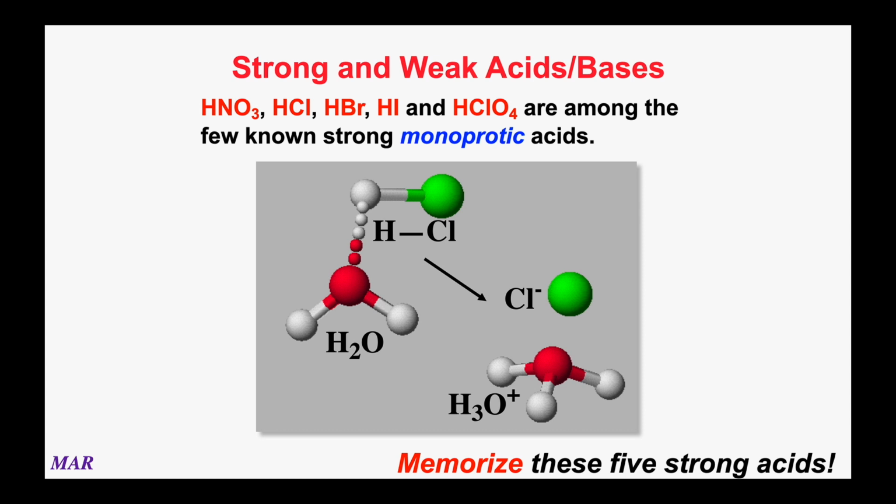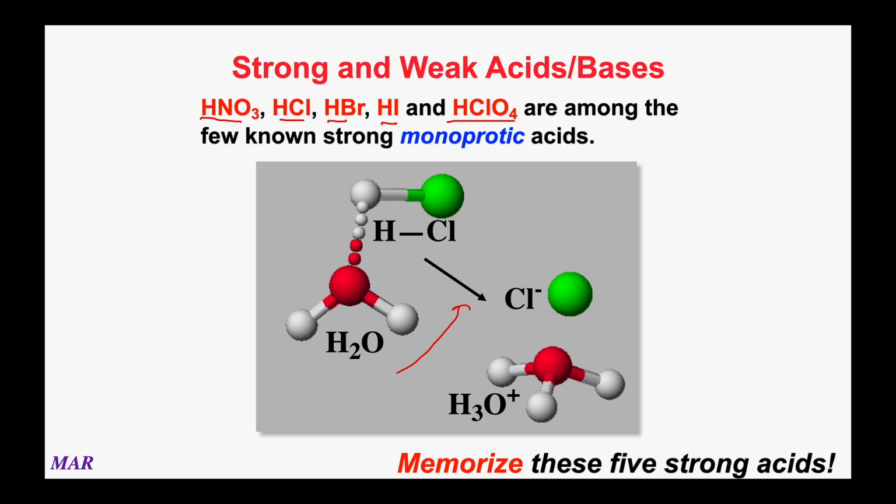There are thousands of acids, but really there's only 5 strong acids that you need to worry about. These are 5 strong monoprotic acids, which means they give up 1 H+. And the 5 strong acids are nitric acid, HNO3, hydrochloric acid, hydrobromic acid, hydroiodic acid, and perchloric acid. And those 5 acids are very strong, all right? They dissociate 100%.